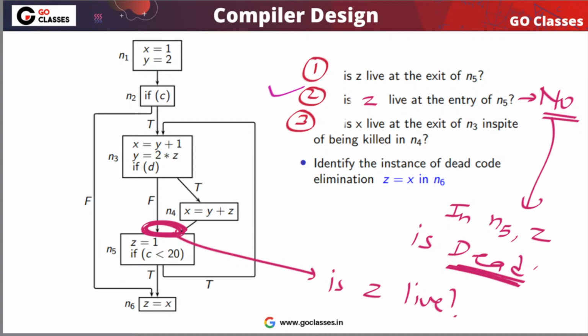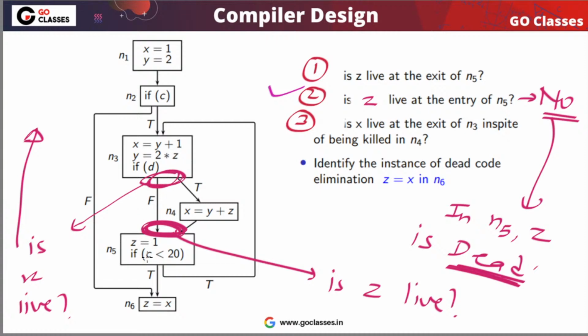Z is defined, correct? And what about question number 3? Is X live at exit of N3? Here at this point, is X live? This is the question. Tell me, is X live here? What is the answer? At this point is X live?